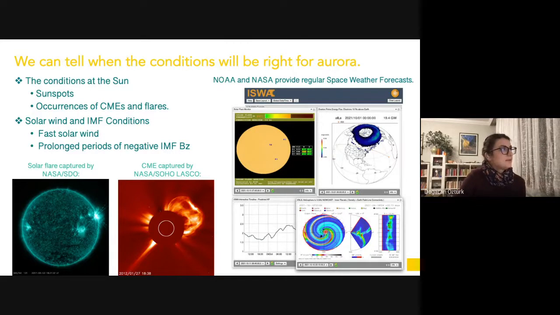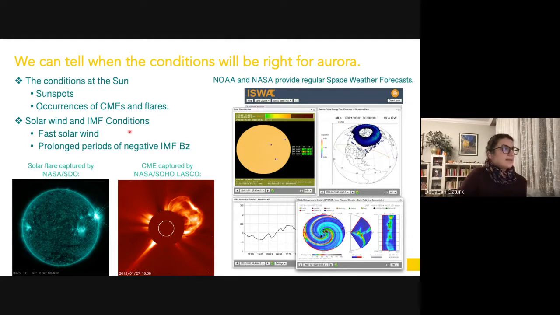For example, the conditions at the sun can indicate when we might have geomagnetic storms and substorms. When we have the sunspot number increasing, we know that we are progressing towards a solar maximum, which means there's more likelihood of coronal mass ejections or solar flares, which then tells us that this is a time interval when we are more likely to see geomagnetic storms.